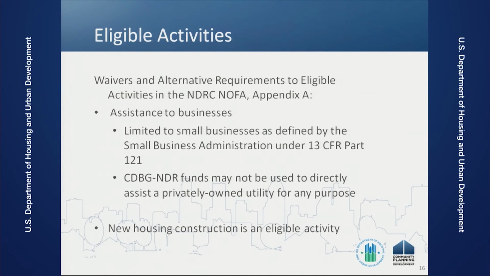While I'll cover some of the more salient eligible activity waivers and alternative requirements published in Appendix A in the next few slides, applicants should recognize that Appendix A includes a host of additional requirements related to policies, building and construction standards, certifications, and documentation that applicants will need to comply with when carrying out certain eligible activities. Applicants are therefore encouraged to refer to and read carefully Appendix A to the NDRC NOFA.